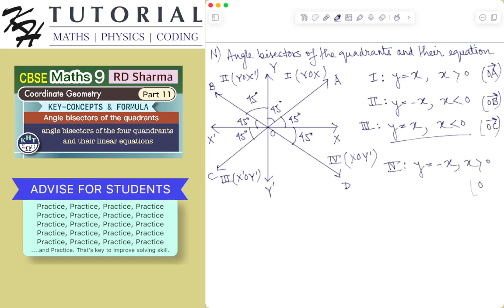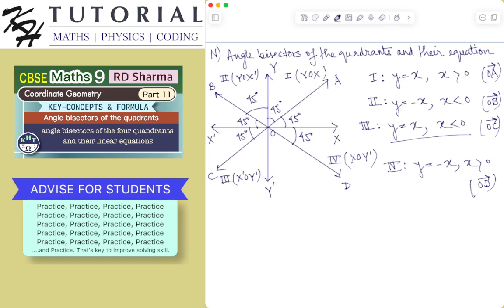So this is the angle bisector. Ray OD is the angle bisector of the fourth quadrant, and its equation is y equals to minus x, but where all the values of x must be greater than 0. So that is all. There is nothing much in the bisectors of the quadrants. It will be helpful to know the equation of the angle bisectors of the four quadrants.